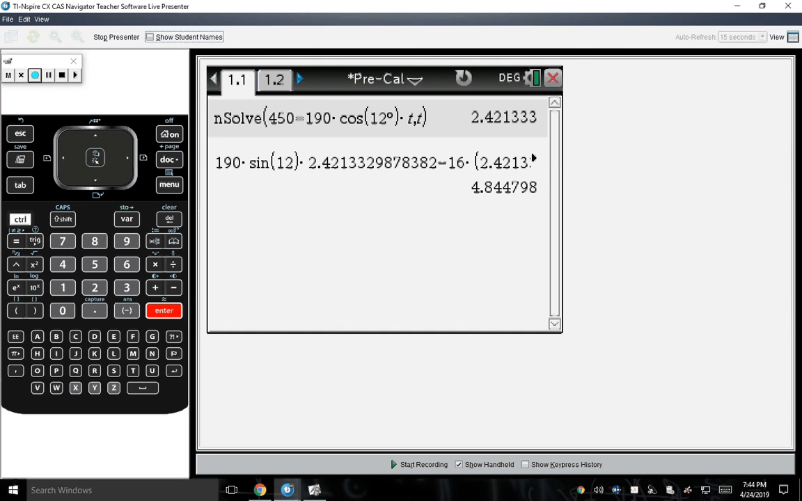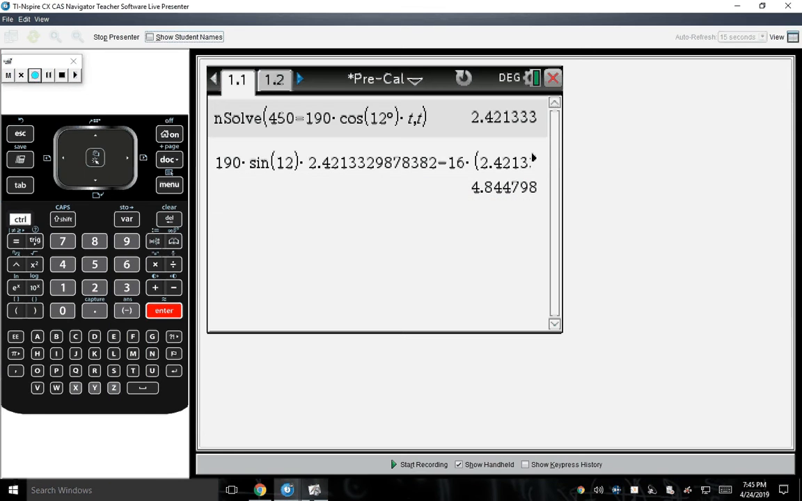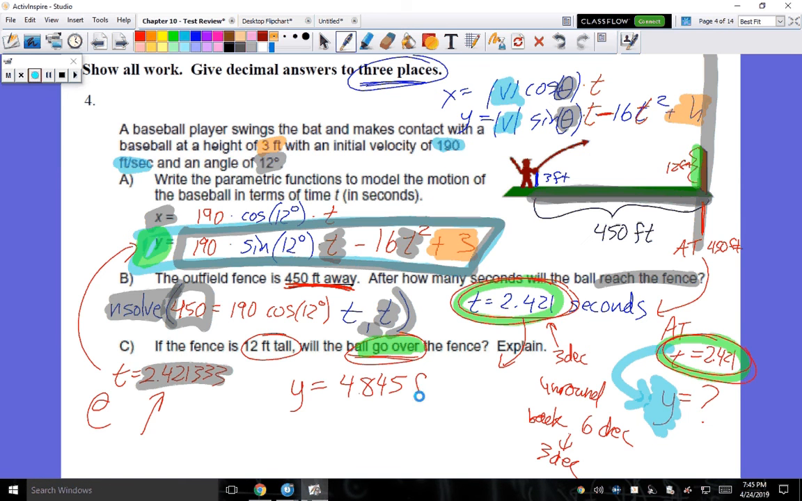Then control enter, and you see that when it reaches there, it's going to be at a height of, what does it look like, 4.845. So the y value at this time, from my parametric equation, is a height of 4.845. I'm rounding that back to 3 decimal places, so instead of 4.84798, it'll be 4.845. And this is going to be feet.